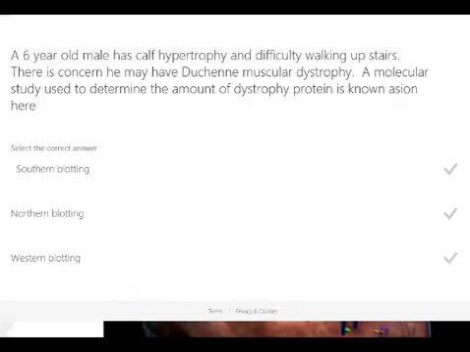So finally, our question: a 6-year-old male has calf hypertrophy and difficulty walking upstairs. There's concern he may have Duchenne's muscular dystrophy. Molecular studies used to determine the amount of dystrophin protein are known as southern blotting, northern blotting, or western blotting.